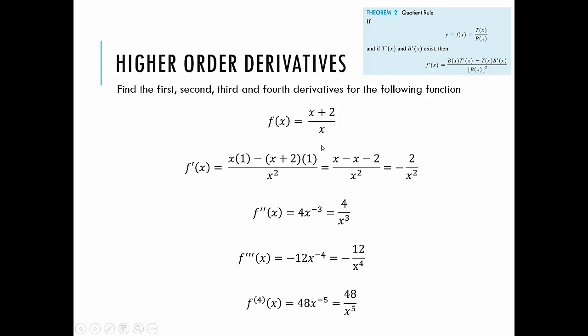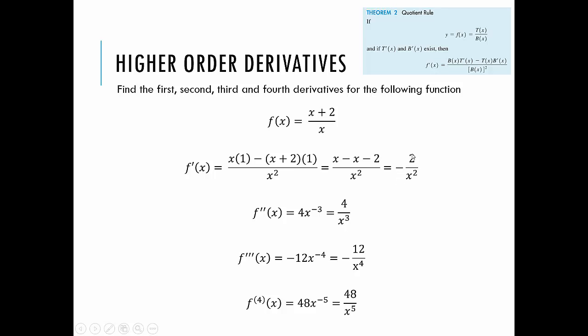Even if I wanted to take the first, second, third, fourth of a quotient rule, well, I would simply do my quotient rule. So the first derivative, I leave the bottom alone, times the derivative of the top, minus leave the top alone times the derivative of the bottom. And so nicely things cancel out, and I get this.